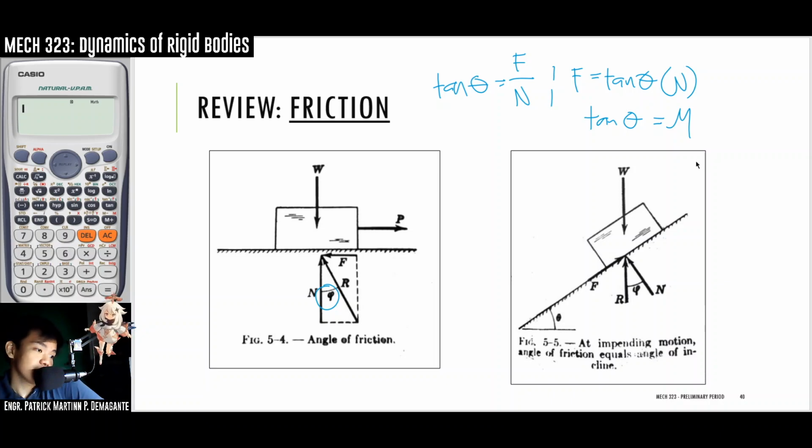And next, what is next? Figure 5-5. Impending motion, angle of friction equals angle of incline. This only means that our block, our object, is not moving. Therefore, it experiences static friction, which is why it is not moving. It has no motion. The summation of forces is equal to 0.